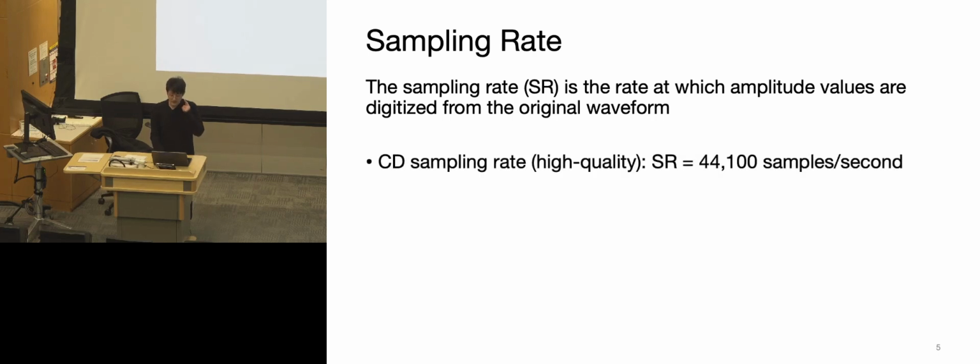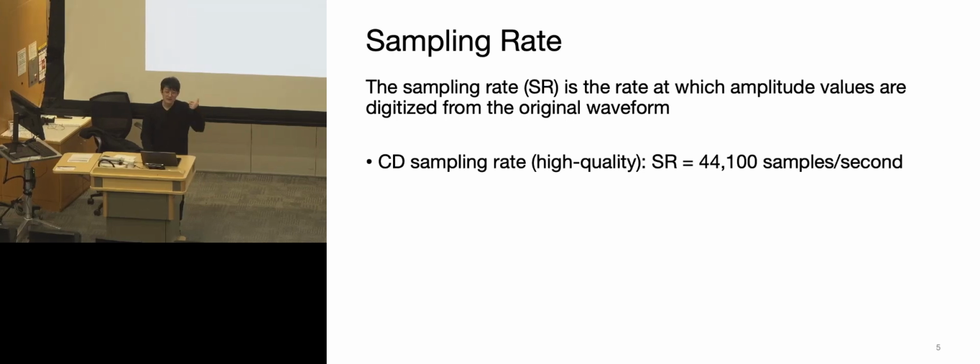Some commonly used examples, for example, the CD sampling rate. I'm not sure how many of you still use that. If you're into hi-fi, I think people still use that at some point because it's a much higher sampling rate than most of the digital formats you will listen to, probably like MP3 or AAC if you use Apple. But basically, the sampling rate of a CD is 44.1K samples per second.